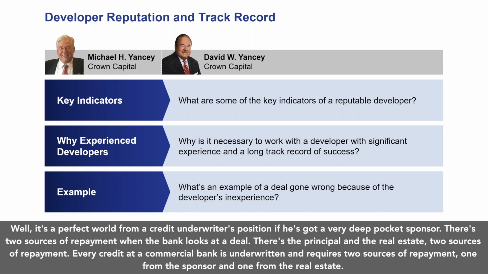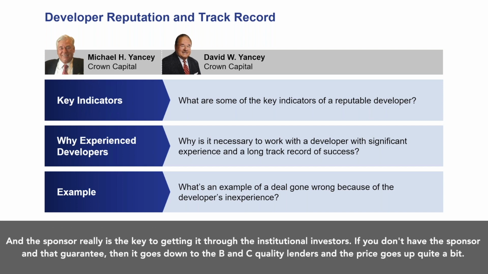Well, it's a perfect world from a credit underwriter's position if he's got a very deep pocket sponsor. There are two sources of repayment when a bank looks at a deal. There's the principal and the real estate. Every credit at a commercial bank is underwritten and requires two sources of repayment, one from the sponsor and one from the real estate. And the sponsor really is the key to getting it through the institutional investors. If you don't have the sponsor and that guarantee, then it goes down to the B and C quality lenders, and the price goes up quite a bit.